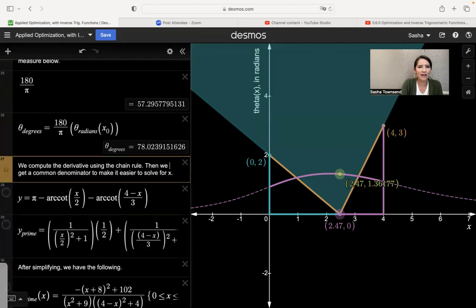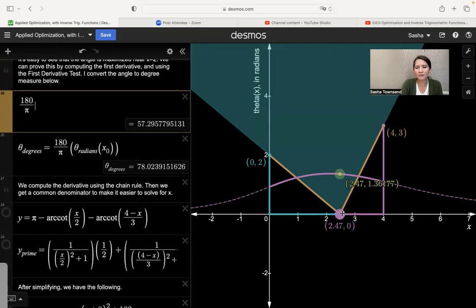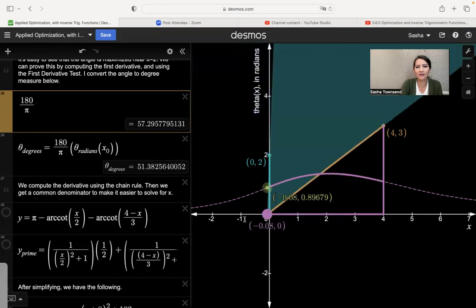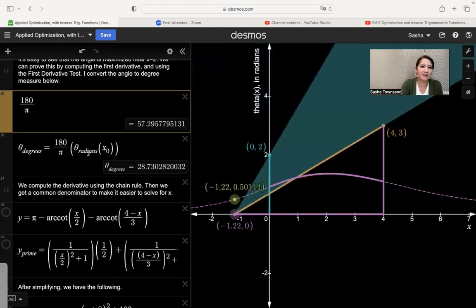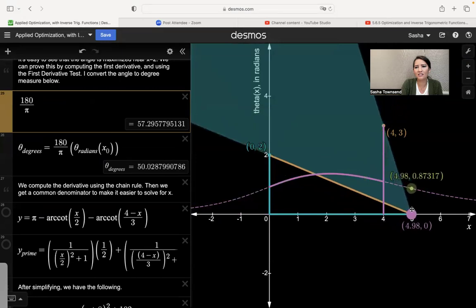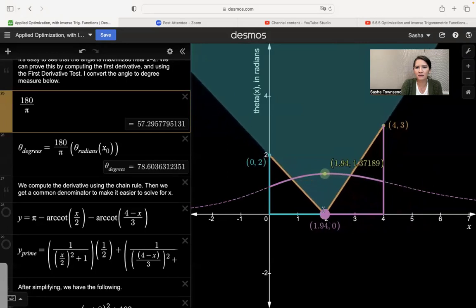And now if I allow myself to change the x naught, where my x naught is outside of the interval of values, because I changed the definition of that theta in radians, it's actually giving me the angle. So we see that that angle when x equals negative 1.22 is approximately 28.7 degrees. And when x equals 5-ish, that angle is approximately 0.87 radians, which is about 50 degrees. But the maximum of that angle seems to be somewhere around 2. You can see that it's somewhere in that vicinity.